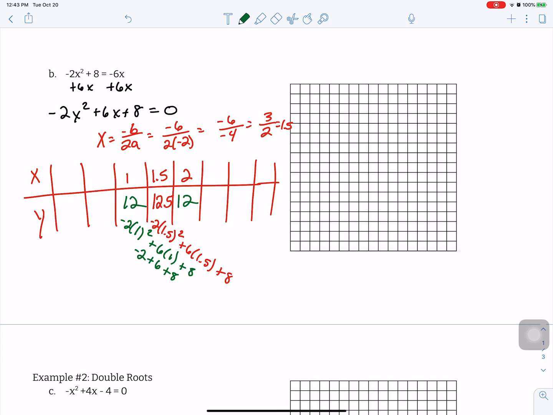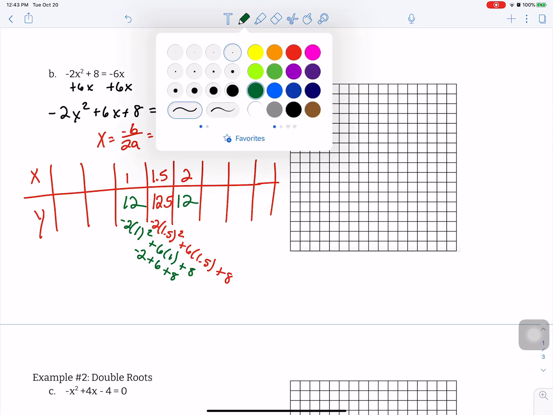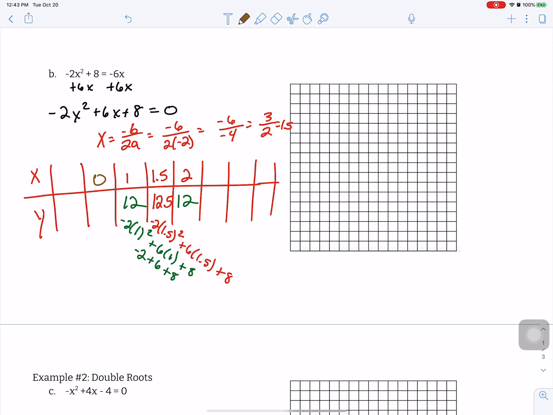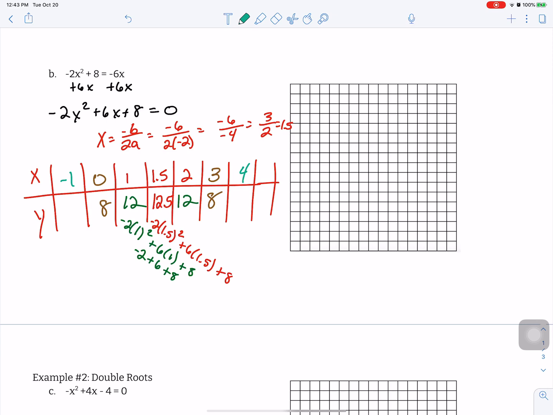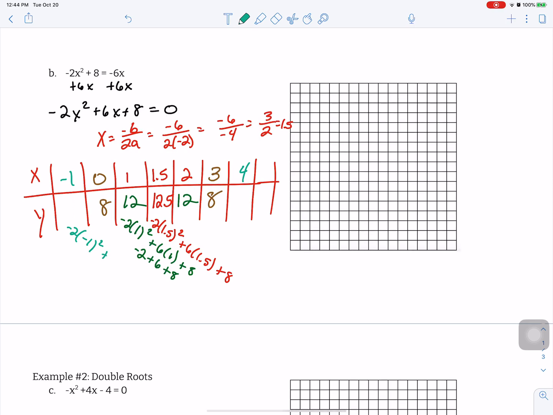My goal is to keep going until I get those down to 0. So I have a choice of 0 and 3 because I'm going down in one direction. So I'm just going to do the 0 because that would just give me my 8. That's my y-intercept. And not a lot of calculations on that one. And then we have negative 1 and 4. So we have negative 2 times negative 1 squared. Remember, that's still going to be a 1 times negative 2. Plus 6 times negative 1 plus 8. So I get negative 2 minus 6 plus 8, which equals 0.